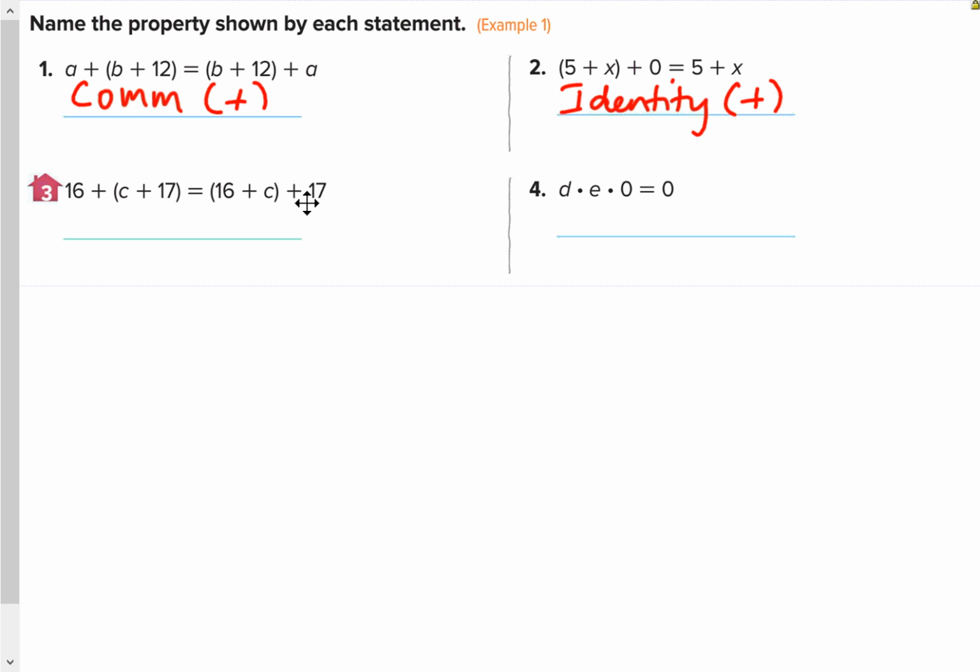plus 17. So here the only thing that changed was what numbers we put the parentheses around. So this is the associative property of addition because you're adding. All right, and here's our last one. D times E times 0 equals 0. That's the multiplicative property of zero, and this basically just states that anytime you multiply a number times 0, you get 0.